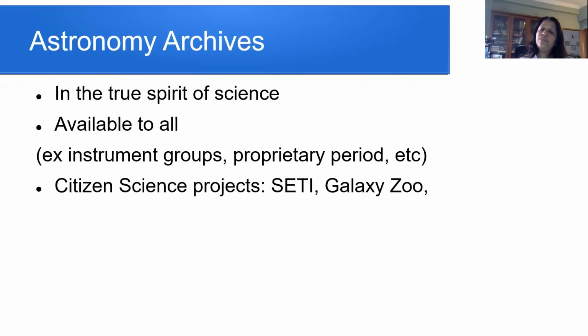Now, since there's so much availability of data, people also encouraged what are called citizen science projects. Citizen science projects are projects in which you encourage non-astronomers or citizens to actually do astronomy projects. So, for example, there was a SETI project, which is Search for Extraterrestrial Intelligence, where people could offer their computing power to analyze the SETI data.